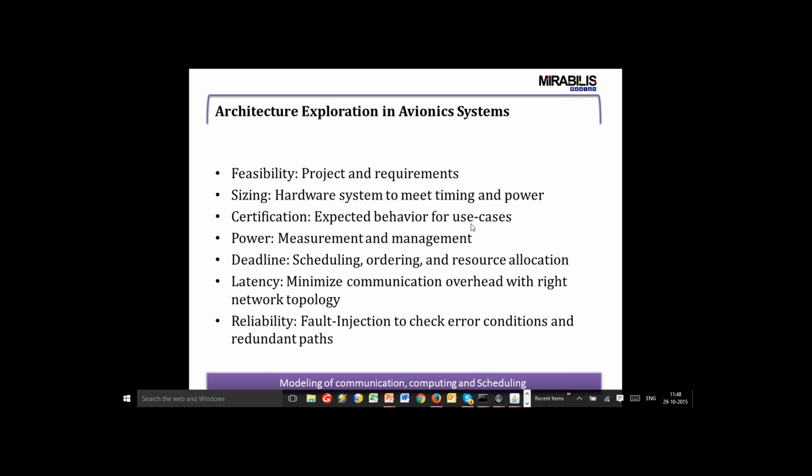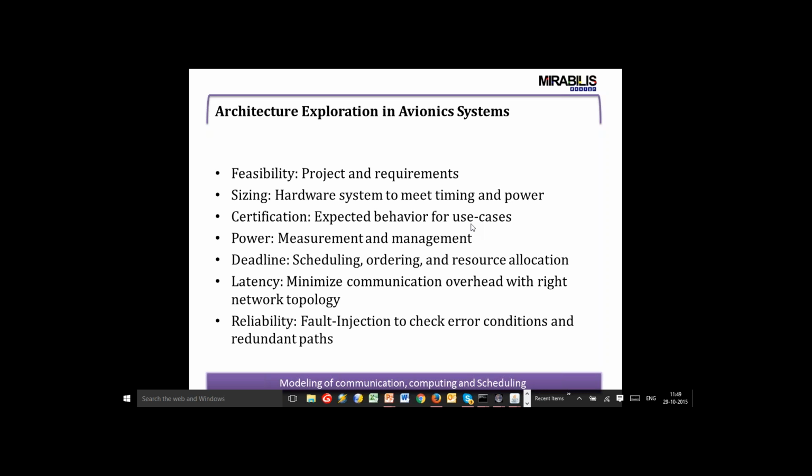What is the ordering? What is the resource allocation? Resources can be soft resources like semaphores, can also be hard resources like a particular device or a particular electromechanical system. The other aspect of certification is really the latency, and there's two parts to it. We talked about the hardware sizing, which is the processing latency, and this one is about the network topology, which is more of the communication latency.